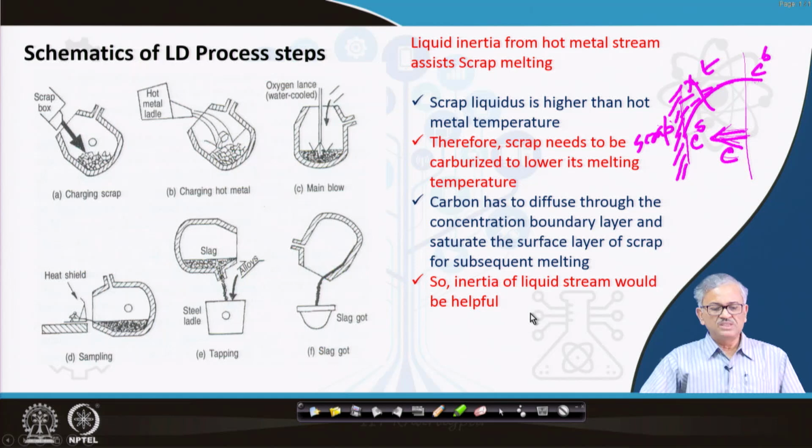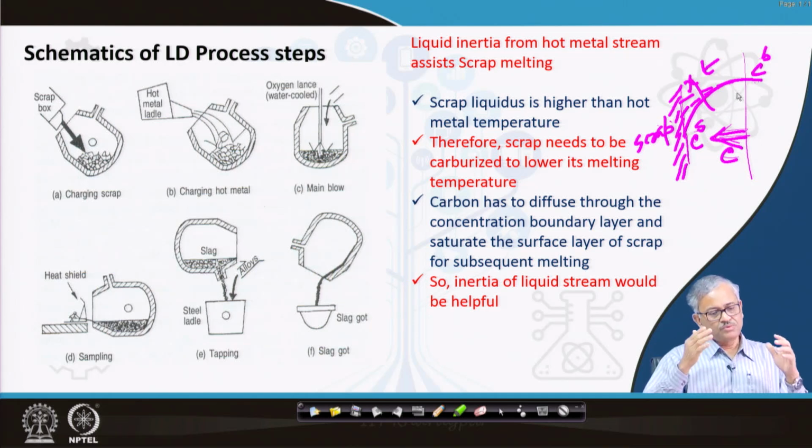So, the inertia of the liquid stream. Inertia will help in this mass transfer of carbon from the hot metal to the scrap surface, so it will carburize and then melt. In most cases of scrap melting, if it is a high carbon scrap, then it will be only heat transfer control. If it is a low carbon scrap, mostly low carbon steel scrap, then the mass transfer across the concentration boundary layer will be the rate controlling step.